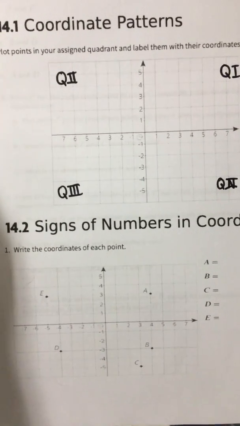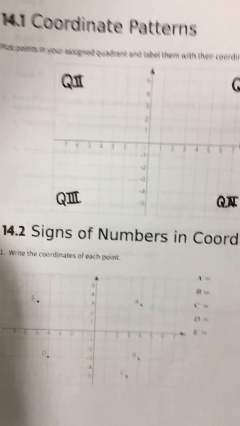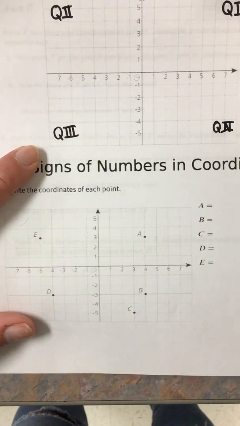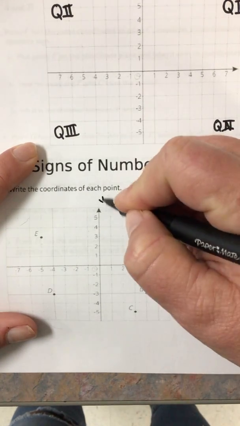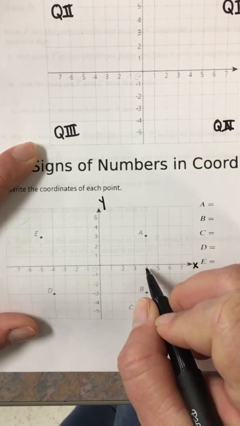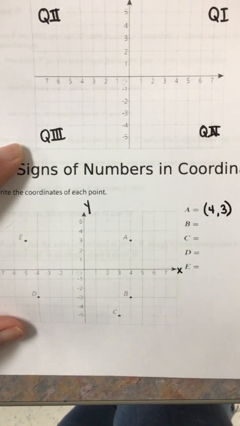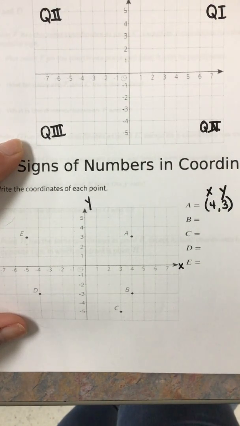All right, we're going to go ahead and move on to the second activity for lesson 14. It says write the coordinates of each point. So you have these points down here, and then you have the letters out to the side. We're going to start with A. Remember, you always go X first. So that's the X. This is the Y. So we're going to go over 4 and up 3. So 4, 3 would be how we would write that point. Remember, this is always going to be your X. That's always going to be your Y.